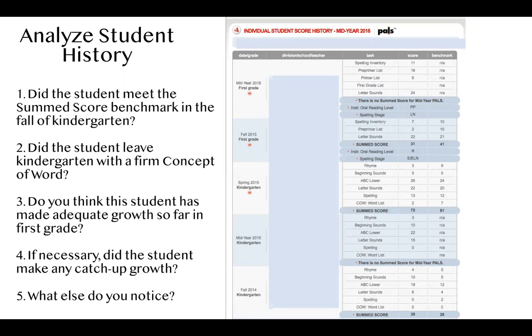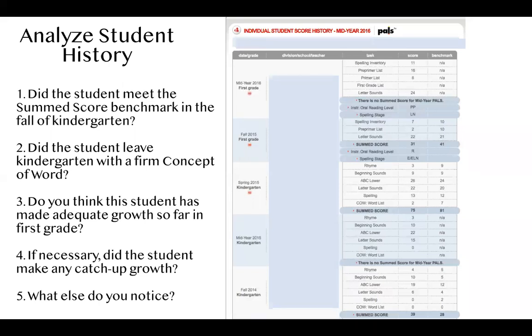Okay, growth in word list, looking at that word list score, the student has made adequate gains, I would say, as well as in their instructional oral reading level in first grade. But you'll notice, obviously, this student is ID'd now in the spring of kindergarten, they were ID'd. So we need to look at that growth from the lens of the catch-up growth that I talked about earlier.